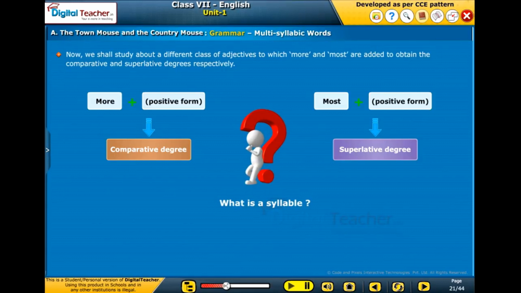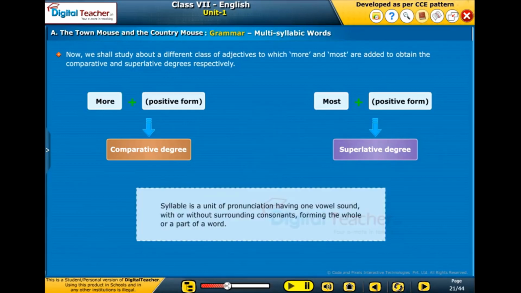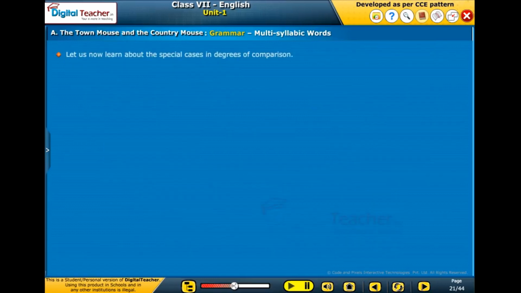What is a syllable? Syllable is a unit of pronunciation having one vowel sound, with or without surrounding consonants, forming the whole or a part of a word. Let us now learn about the special cases in degrees of comparison. To understand it more clearly, listen to a few multisyllabic words given below.